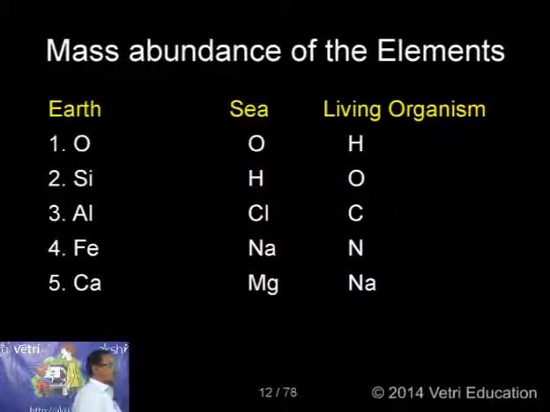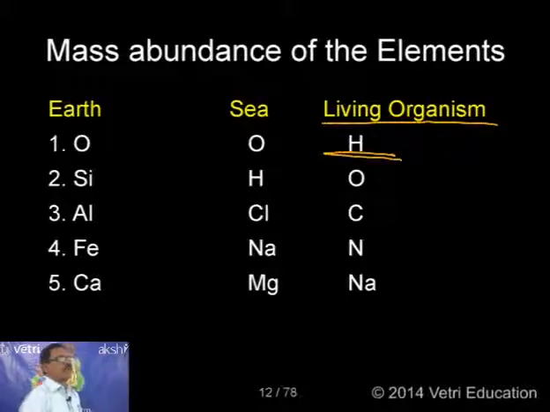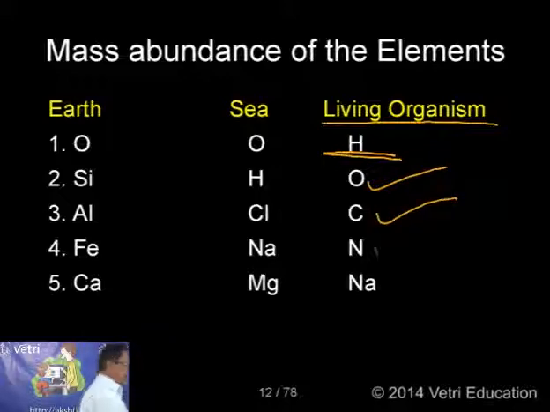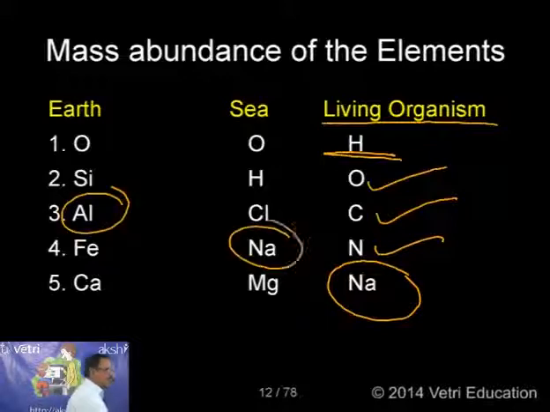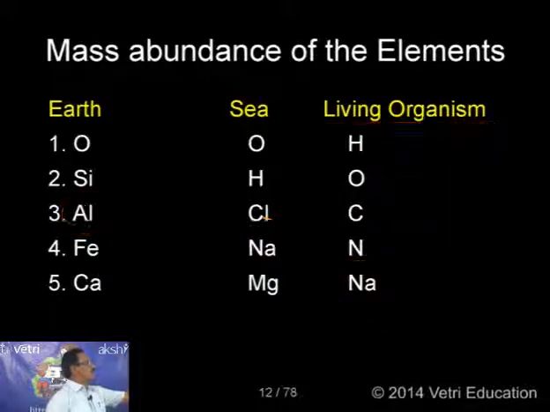In the same way, coming to living organisms, whether plants or animals, the most abundant element is hydrogen. Kindly follow, it is not oxygen, it is hydrogen. Then oxygen is number 2, carbon number 3, nitrogen number 4, and sodium is the most abundant metal present in living organisms. Just for comparison, the most abundant metal is aluminium in Earth, sodium in sea, and again sodium in living organisms. So comparatively, you can expect questions from this.